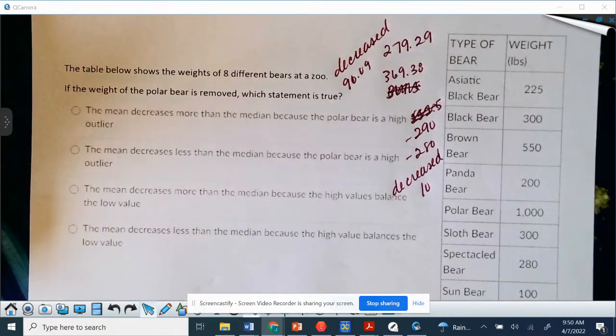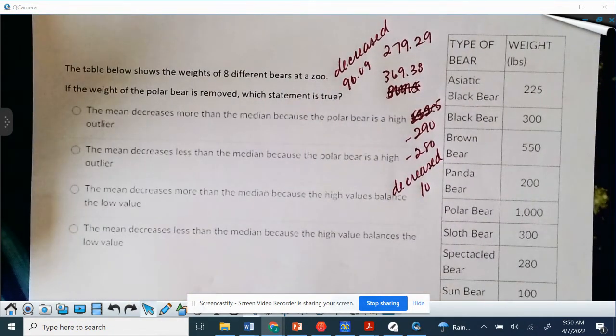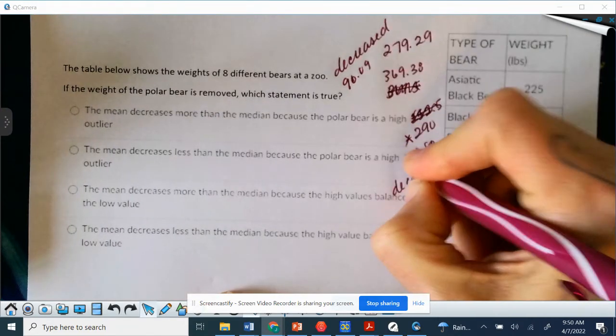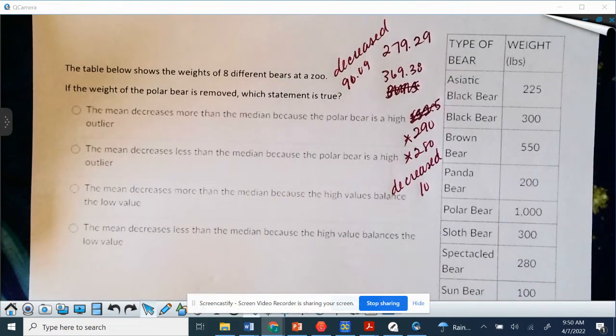I guess it actually increased, right? Because 280 is great. Negative 280 is, that's not negative. That's my little hash marks. There we go. Yeah. So it decreased 10 for your median.